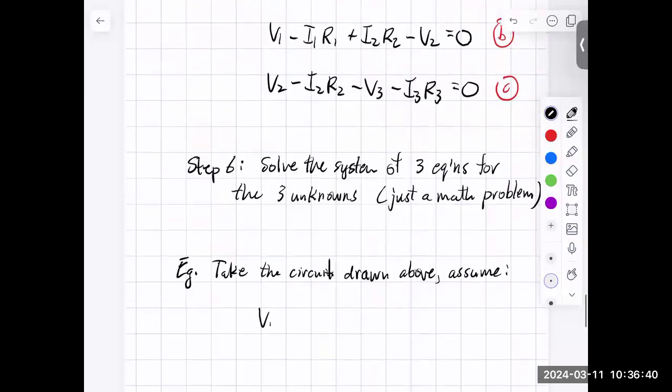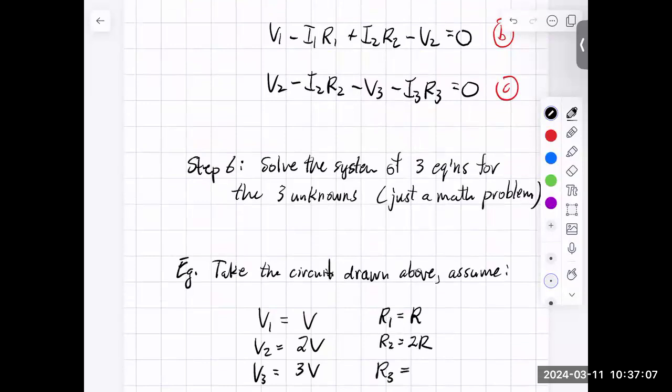So V1 is just going to be V. Maybe if you like, it's a volt or something like that, 1 volt. V2 is going to be equal to 2 times V, maybe it's 2 volts then. And V3 will be 3 times V. And then R1 we'll call R, R2 is going to be 2R, and R3 is going to be R, not 3R, just R. Okay, so the first thing I'll do is rewrite our system of three equations after making this substitution.